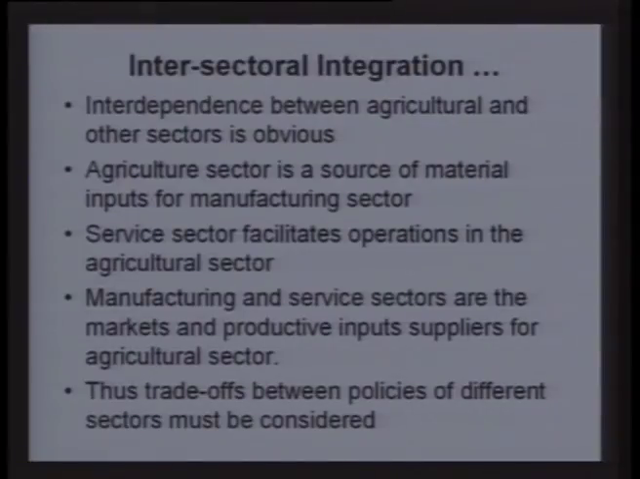Then the interdependence between the agriculture sector and other sectors is obvious. So what will be the impact of a particular policy on both the agriculture sector and the non-agriculture sector? The agriculture sector is the source of raw material to the manufacturing sector. The service sector facilitates operations in the agriculture sector. Manufacturing and service sectors are also the market for the agriculture input suppliers for the agriculture sector. Then there is a trade-off between the policies of different sectors. What we want to say here is that there should be a balance between the agriculture sector and the non-agriculture sector.